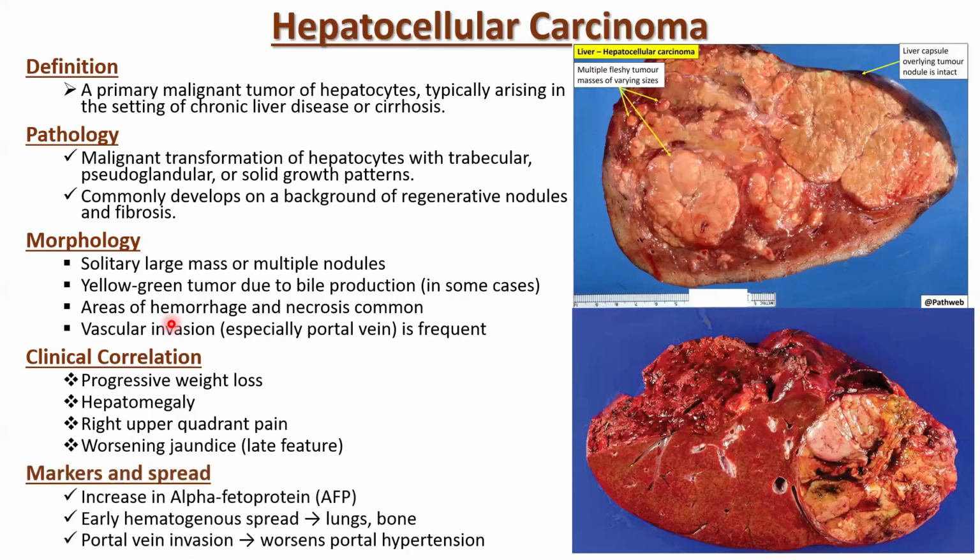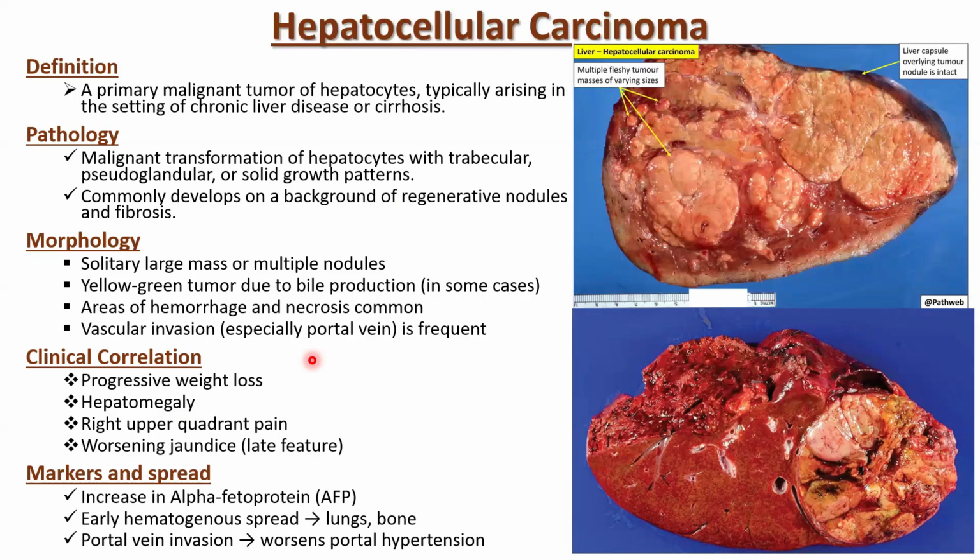So what will you be able to see clinically? One can be progressive weight loss, features of malignancies or cancers, hepatomegaly, the liver enlarges. The person will talk about pain coming from the right upper quadrant and worsening jaundice. So the person will have features of jaundice, yellowing of the sclera, of the mucosa, of the hands.